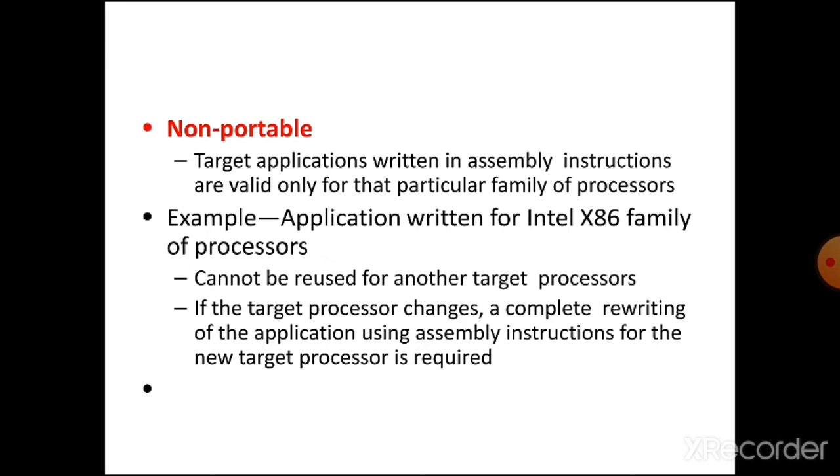So an application written for the Intel x86 family of processors cannot be used for another target processor. So if the target processor changes, a complete rewriting of the application using assembly instructions for the new target processor is required.